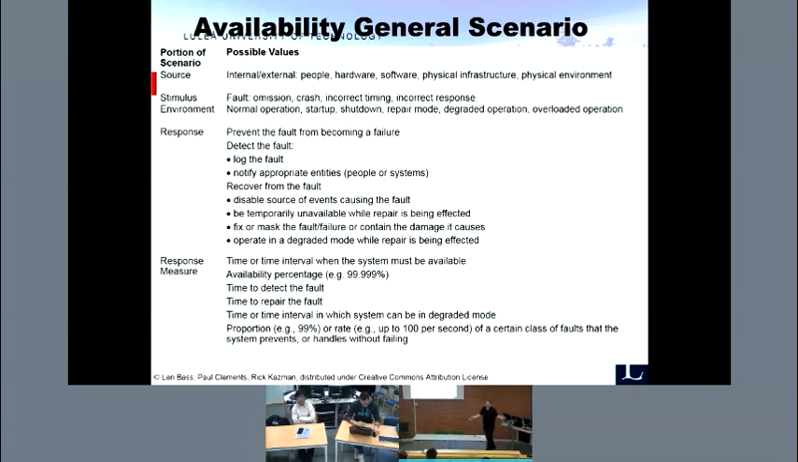But all the things that you said so far already, I think were very good choices as well. Responses: log the fault, notify appropriate entities. So that's for detection. For recovering: disable the source that may be causing the fault, be temporarily unavailable, fix or mask the failure, operate in degraded mode. Response measure: the time or time interval that the system has to be unavailable, availability percentage, time to detect fault, time to repair the fault, time interval that the system can be in degraded mode, proportion or rate of a certain class of faults that the system prevents or handles without failing. So basically, these were things we covered already. I think you said most of them, or at least picked some here and there anyway. So very good.